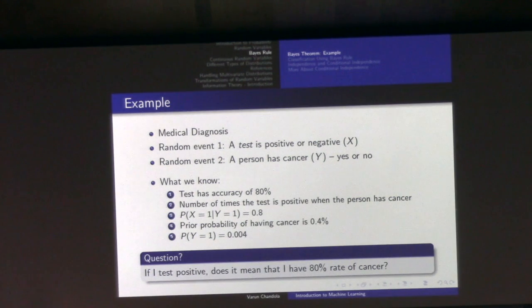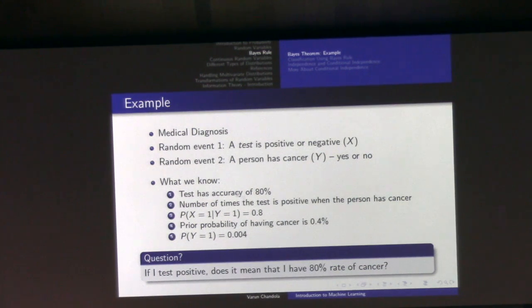All right. So let's look at this example. Let's say you have two random events. One random event says a medical test is positive or negative. So let's consider a random variable, uppercase X, which denotes that when I go for a medical test, if it comes out positive, then X equals 1. If it comes out negative, X equals minus 1. This is a discrete random variable, of course, because it takes only two values. And here is another random event, denoted by the random variable Y, which says, does this person have cancer or not? It can take two values.